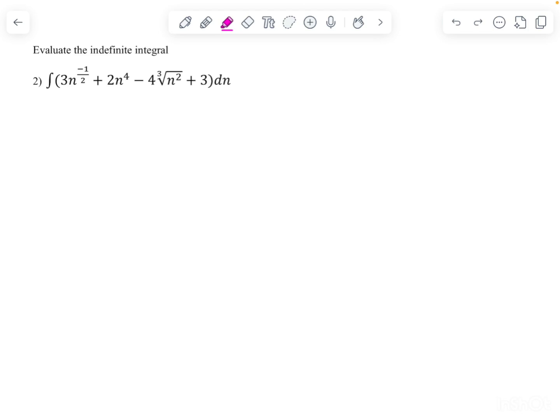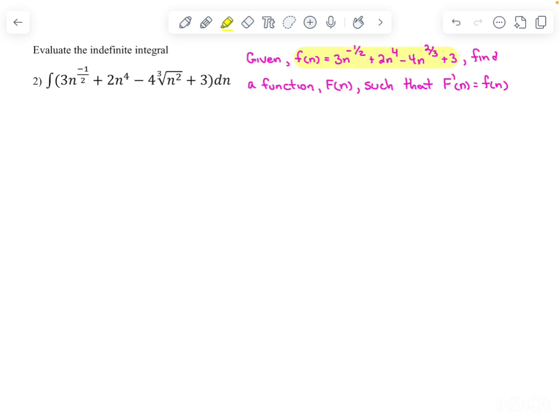In other words, given lowercase f of n is equal to 3 times n raised to the negative half power plus 2 times n to the fourth power minus 4 times n to the 2/3 power plus 3, find a function capital F of n such that the derivative of capital F of n is equal to lowercase f of n. In this example, capital F of n is the antiderivative of lowercase f of n.